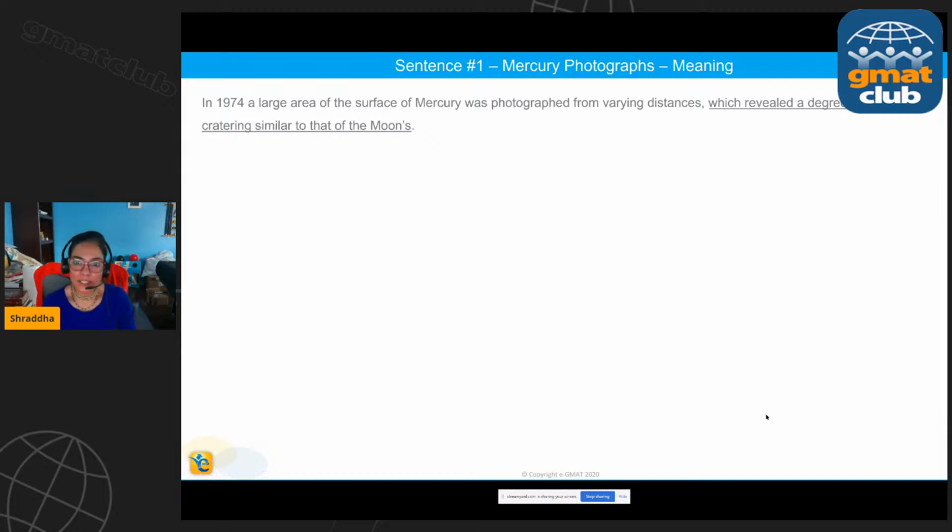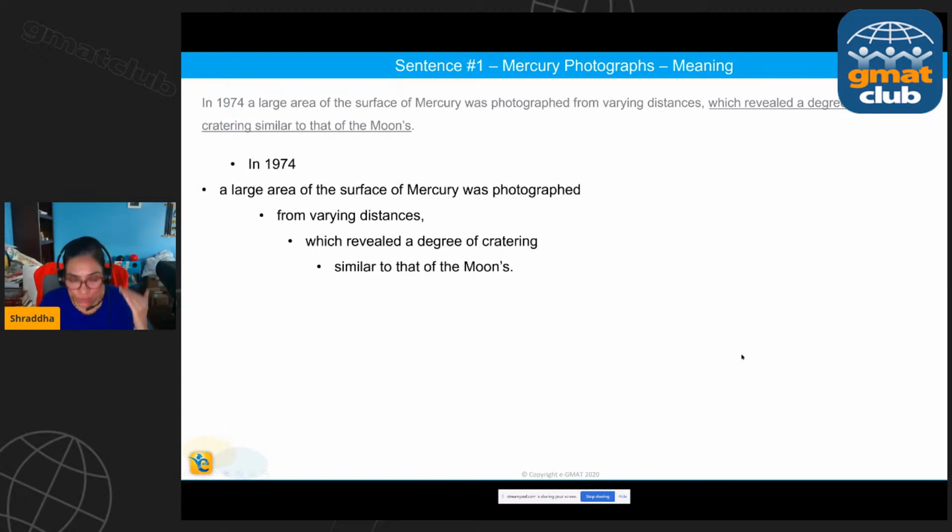Now, as we always do at e-GMAT, we are going to read this sentence in smaller chunks. So let's begin. In 1974, something happened in 1974. What happened?